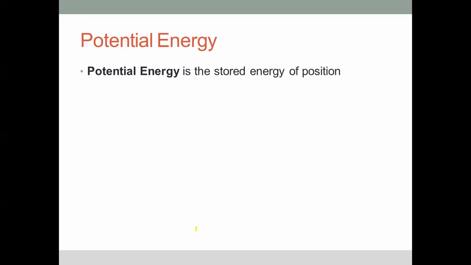The other main category of energy is potential energy. This is stored energy. It's not from movement like kinetic energy. It's stored energy of position. And there are a couple of different types of potential energy. We're going to focus mainly on gravitational potential energy.